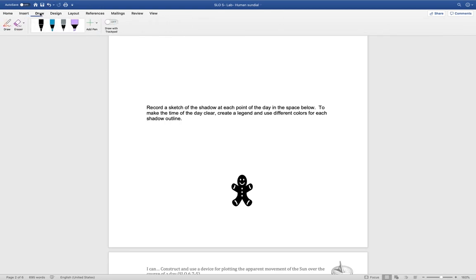Okay, so draw. If this is my person, I'm going to draw what my shadow looked like in the morning. Oh, this is going to be bad news. And then maybe kind of like this. Okay. And then I can put a legend over here. And then maybe this one was my 8 o'clock, or maybe I did this at like 8:15. Okay, 8:15 a.m.